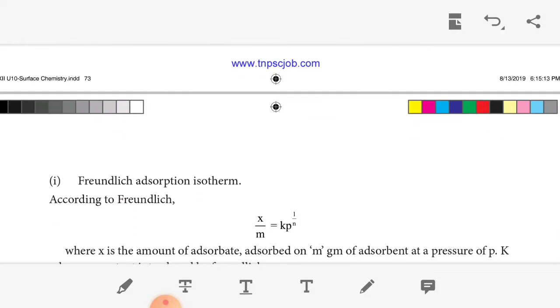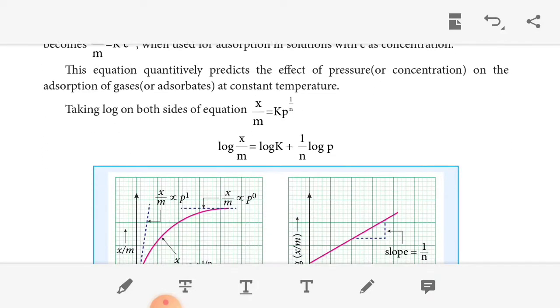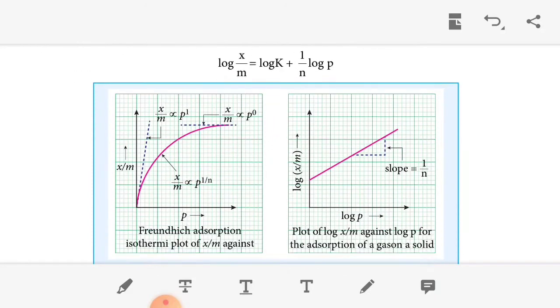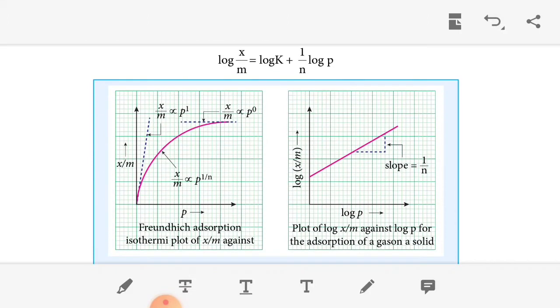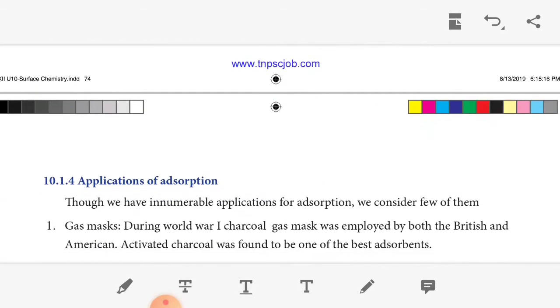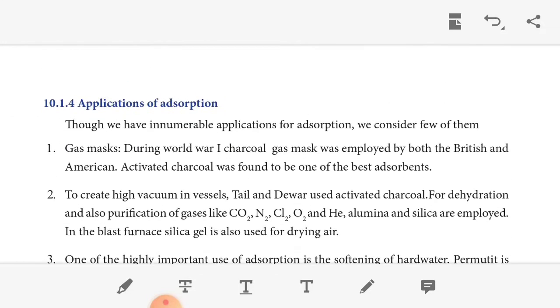The formula is x/m = kp^(1/n), where x is the amount of adsorbate, m is the mass of adsorbent at pressure p, and k and n are constants. The value of n is always greater than unity. The equation is applicable for all gases on solid surfaces. For adsorption from solution with a concentration, the equation becomes x/m = kc^(1/n). So we can get the equation log(x/m) = log k + (1/n) log p. So this is the Freundlich adsorption isotherm.